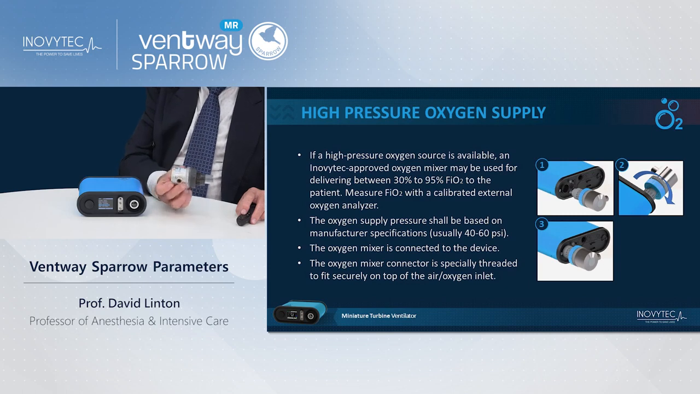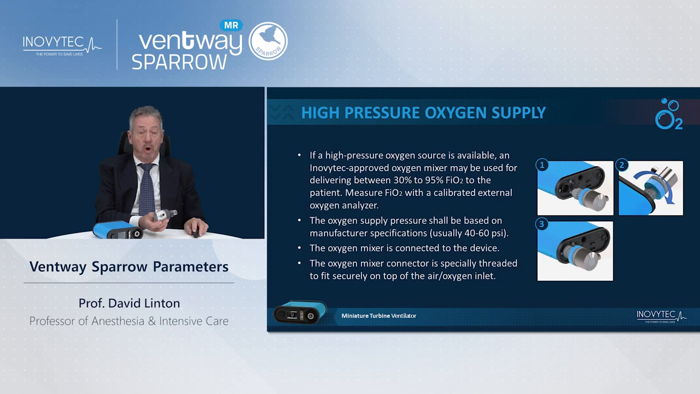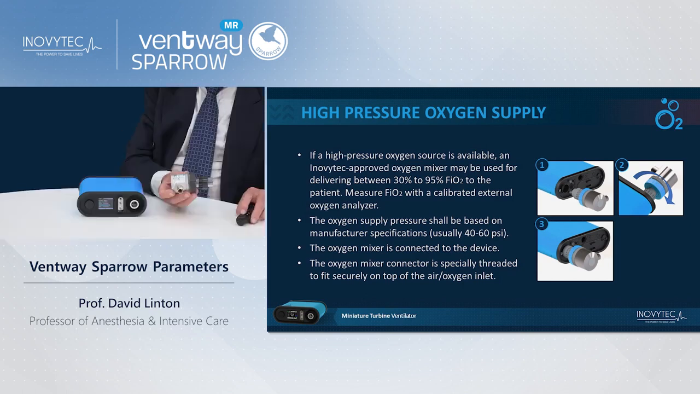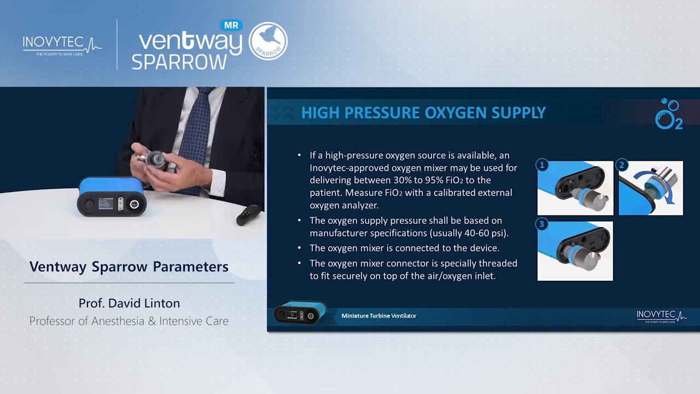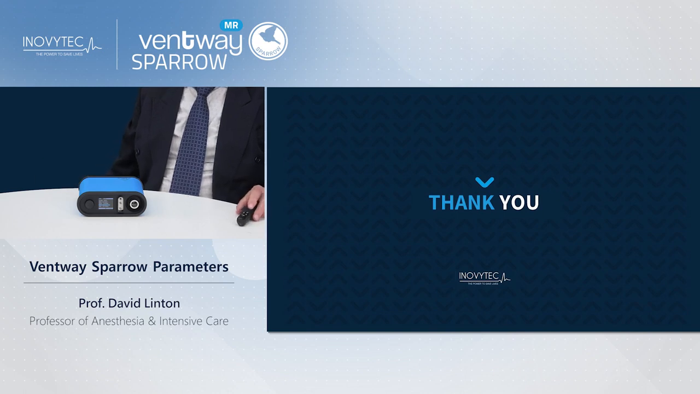The high pressure oxygen supply is when you have pressure in the hospital from the wall oxygen supply or from a pressure cylinder with supply. You can determine the percentage that you require from 30% to 95% in terms of the oxygen delivery, as long as the pressure is based on the manufacturer's specifications, usually 40 to 60 pounds per square inch. The oxygen mixer is connected to the device as shown in the picture at the back, and it's specially threaded with a locking system to make sure it is secure and does not fall off.